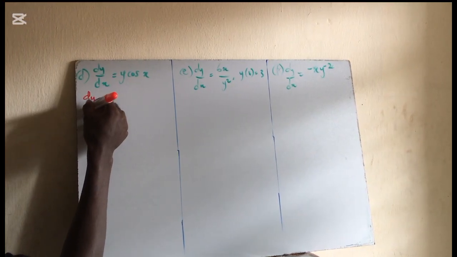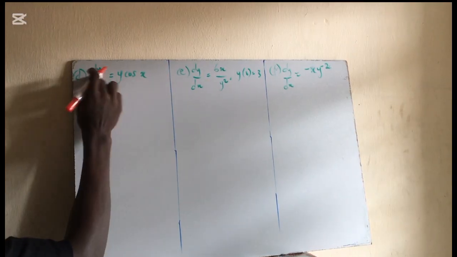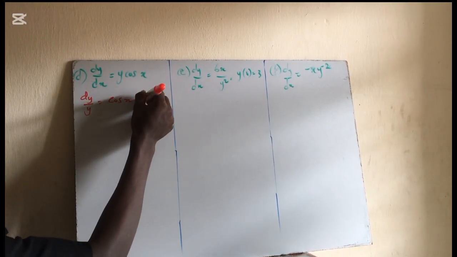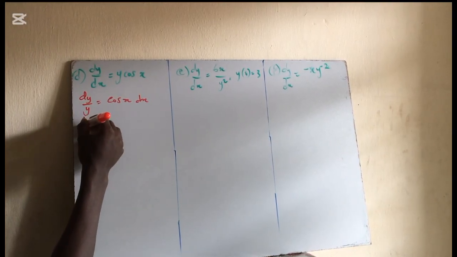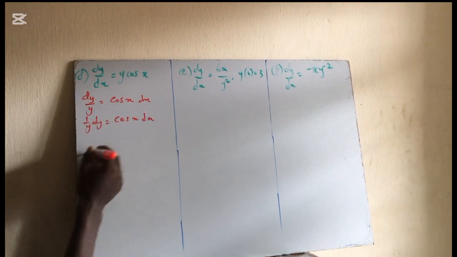So we have dy over y, and here this one will come here. It's division here before, so if it comes here, it's going to be multiplication. So we have cos x dx. So you can rewrite this as 1 over y dy equals cos x dx. So integrate both sides.